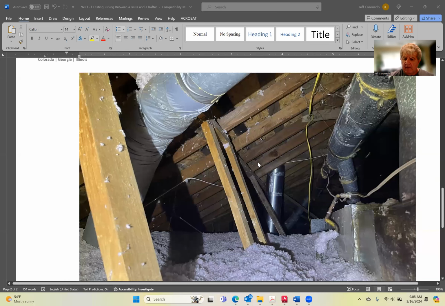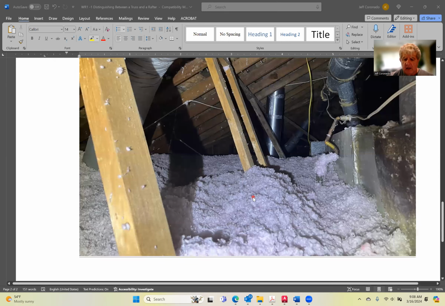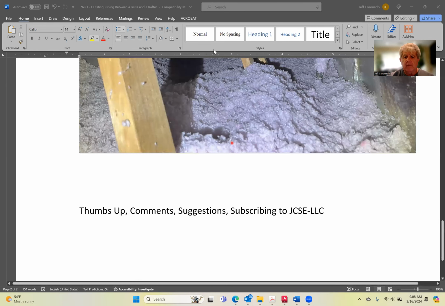These diagonal members are not part of a truss. We do have a ridge and tie system. Collar ties are covered in another Bridging the Gap session, as well as the strong backs and kickers. But that's what we're looking at here.